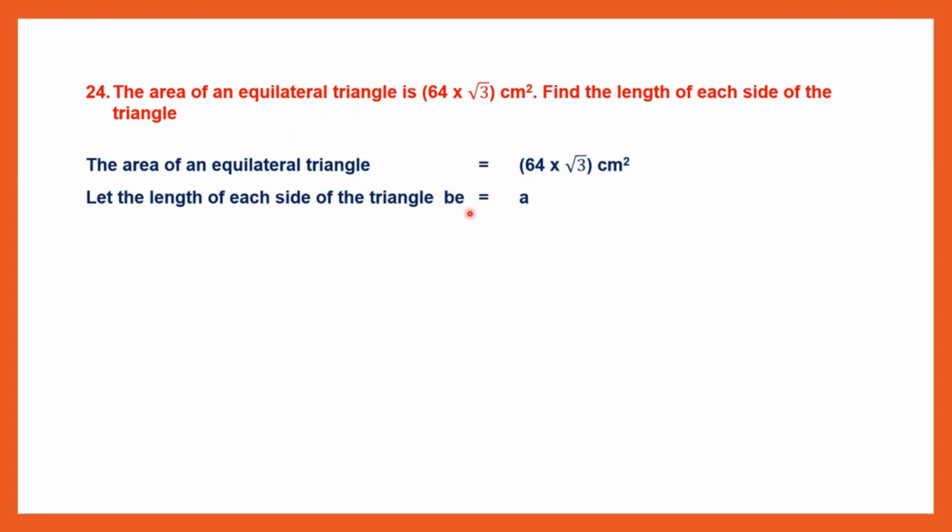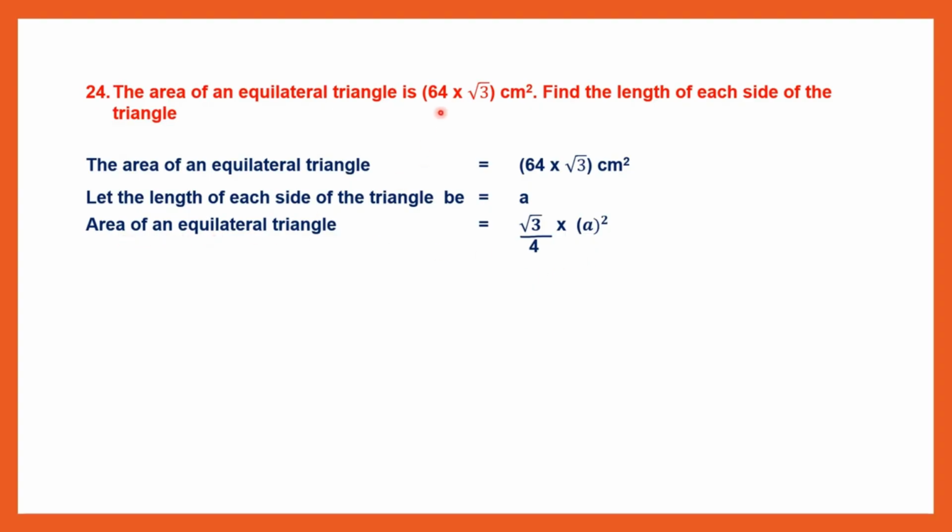Now let the length of each side be A. We have to find the length of each side. Remember, this is an equilateral triangle. That means all sides are going to have the same length. So here it says find the length of each side. So each side is going to be A, and that's going to be the same measurement. Now what is the formula to find area of an equilateral triangle? Root 3 by 4 into A square. This is a formula to find the area of an equilateral triangle.